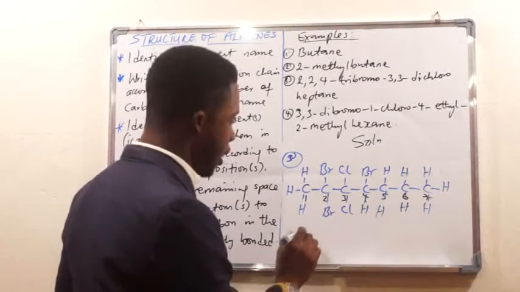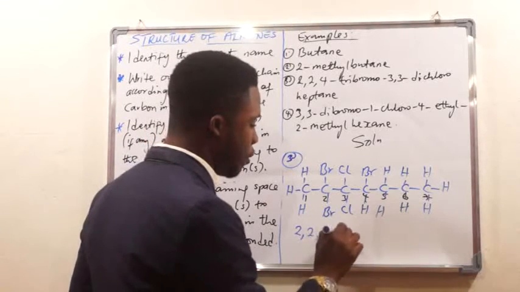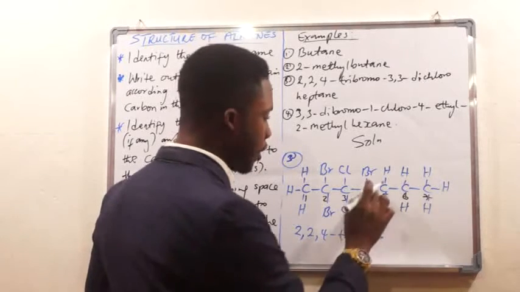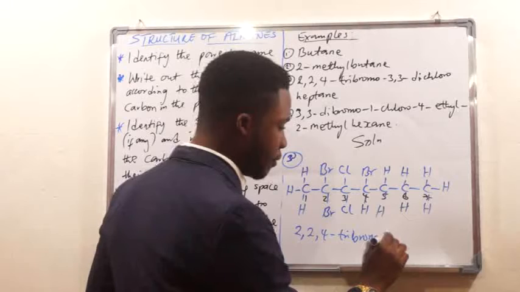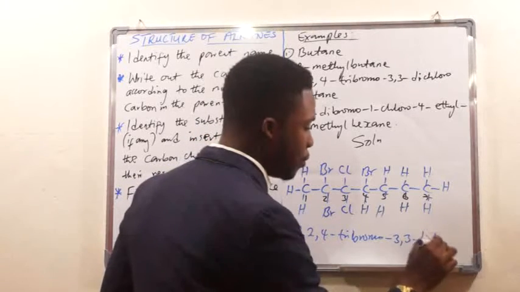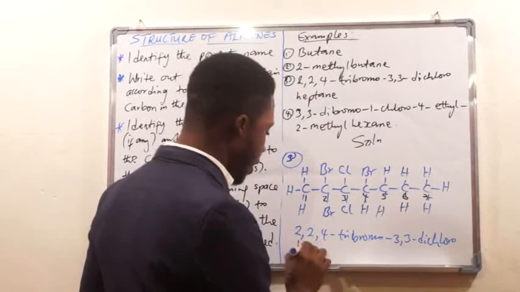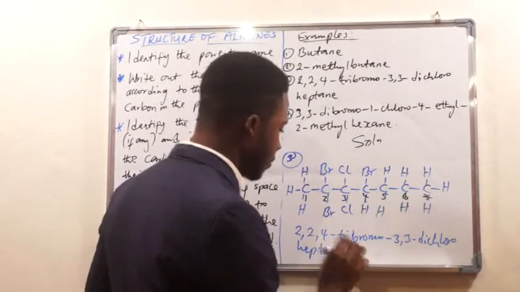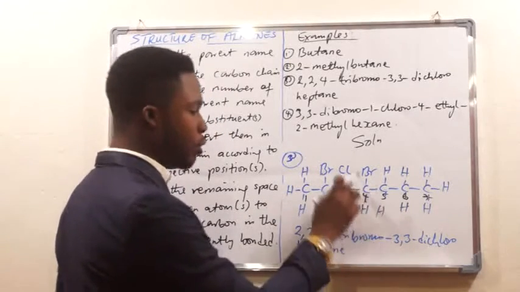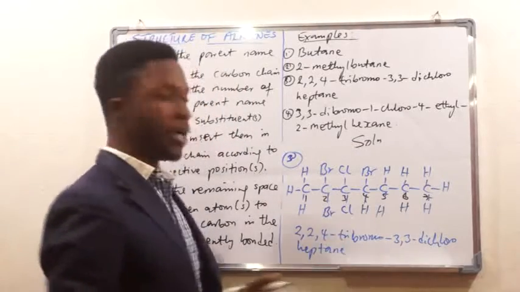This becomes our 2,2,4 tribromo, 3,3-dichloro, that is 2 chlorine atoms, dichloroheptane. 2,2,4 tribromo 3,3-dichloroheptane.